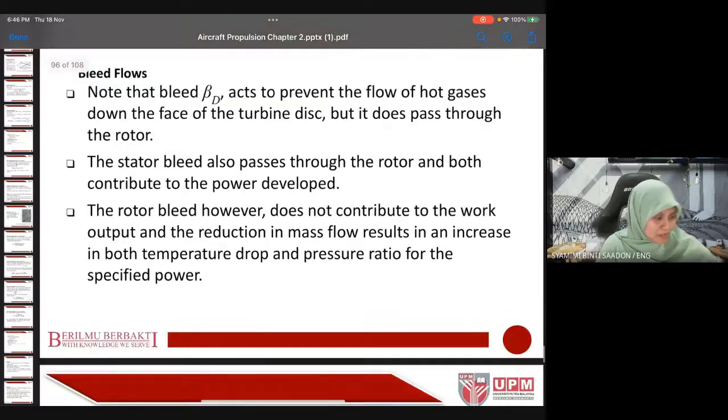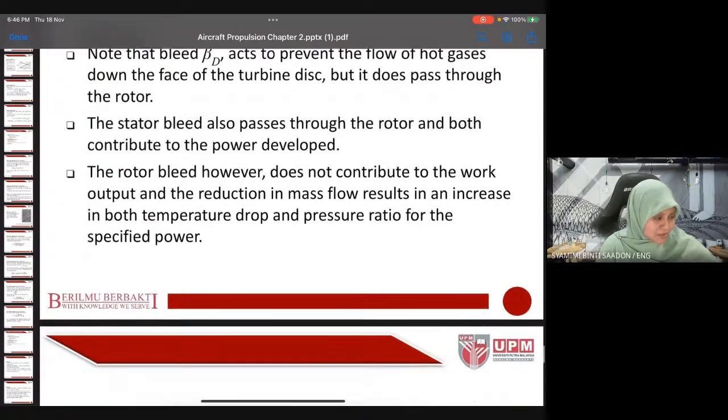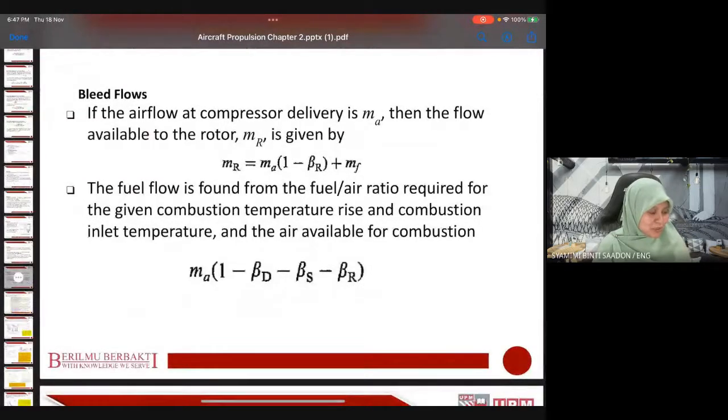Note that bleed acts to prevent the flow of hot gas down the face of the turbine disc. So I just want to give this expression. If the airflow at compressor delivery is mass MA, the working fluid of the cycle engine, then the flow available at the rotor is given by this expression. If we don't take into account this bleed flow, then this mass flow MR will be directly equal to MA plus MF.